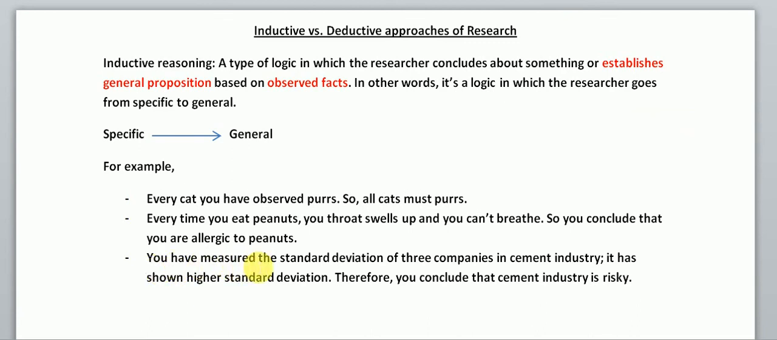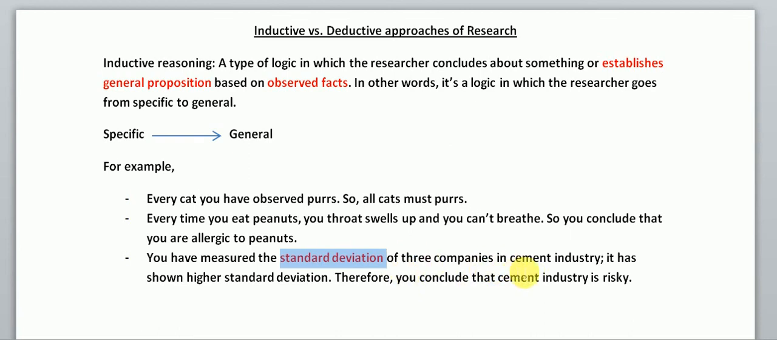You have measured the standard deviation. You know what is standard deviation? Standard deviation, whenever you try to compute the standard deviation from average. In a stock market, the standard deviation is used in order to compute the volatility or the risk.